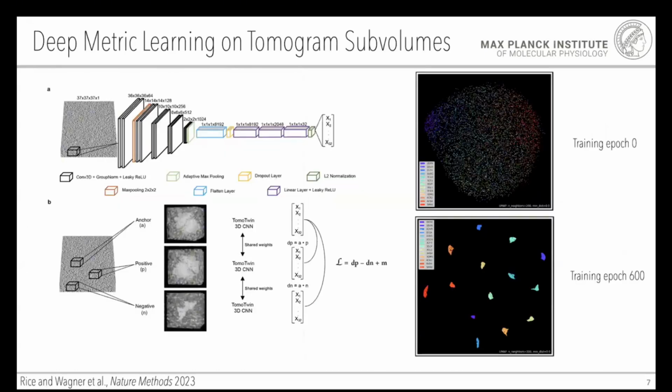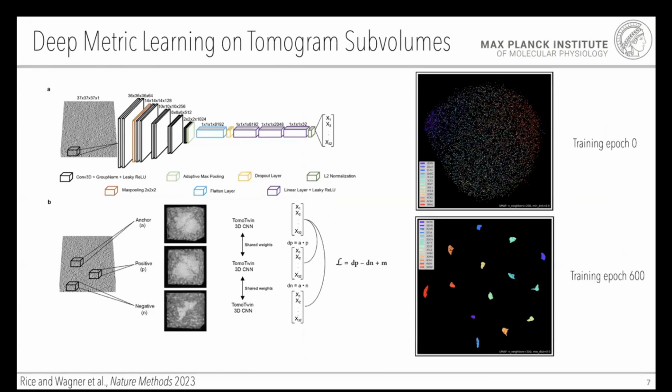And our network for this is an incredibly basic 3D CNN that just takes a subvolume of a tomogram and applies some convolutional kernels, and then eventually flattens to a one-dimensional 32-length feature vector. And you can think of this feature vector as just a coordinate somewhere in a 32-dimensional space.